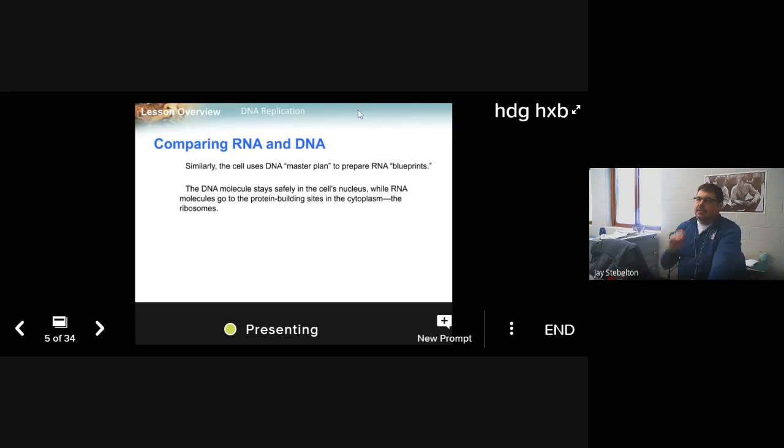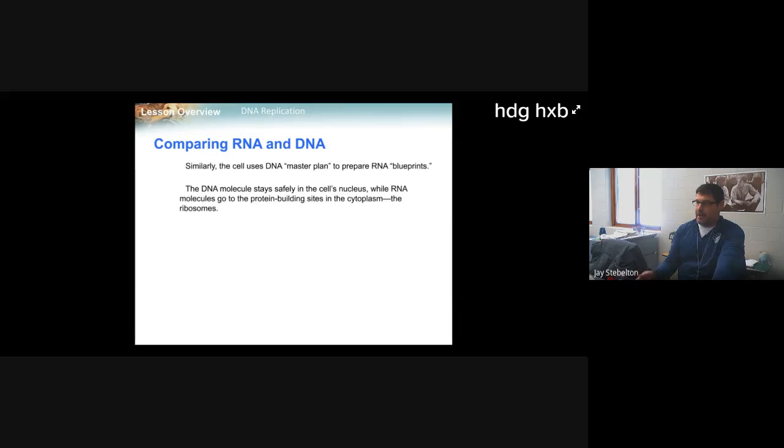Okay. So the cell uses the original DNA strand, just like 2 weeks ago when we were replicating DNA. It'll take the original DNA master strand and make a message out of that into RNA. The DNA replicates inside the cell's nucleus, while the RNA goes to different parts in the cytoplasm. The ribosomes, remember, the ribosomes are the assembly crew.